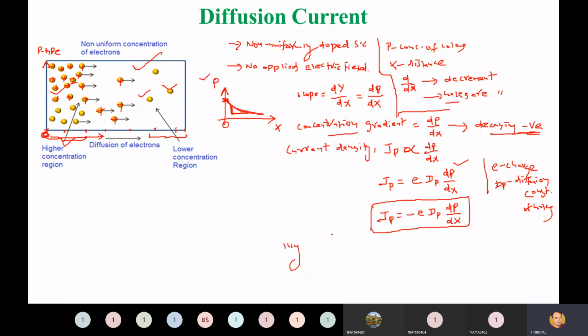Now similarly, can you tell me what is the current density for electrons? What is the current density for electrons?